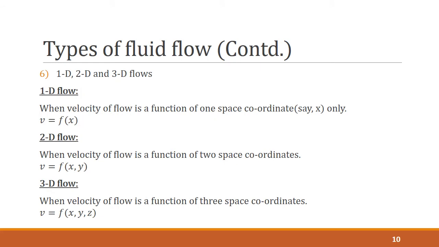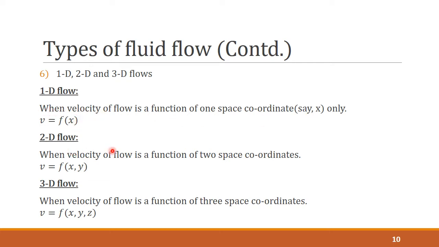Next, we have one-dimensional, two-dimensional, three-dimensional flows depending on the number of dimensions on which the velocity of the flow is dependent. If the velocity of flow is a function of one space coordinate, which is x, then it is known as a one-dimensional flow.